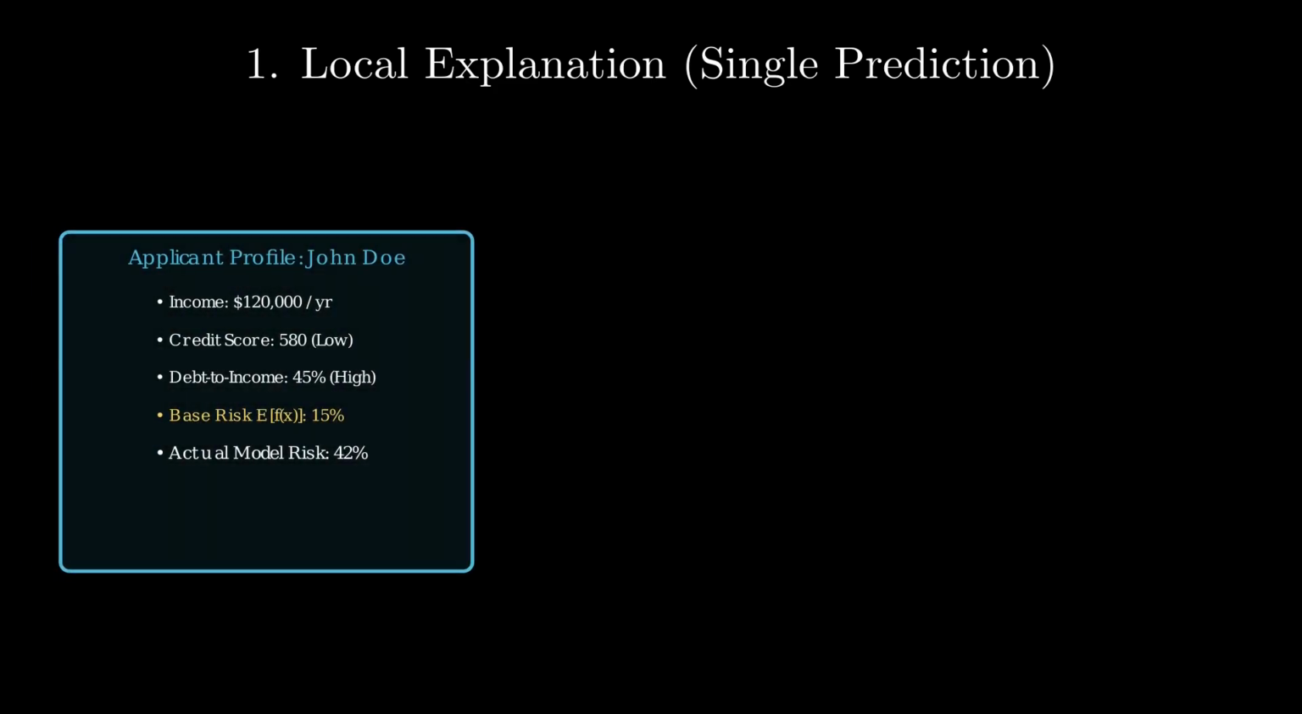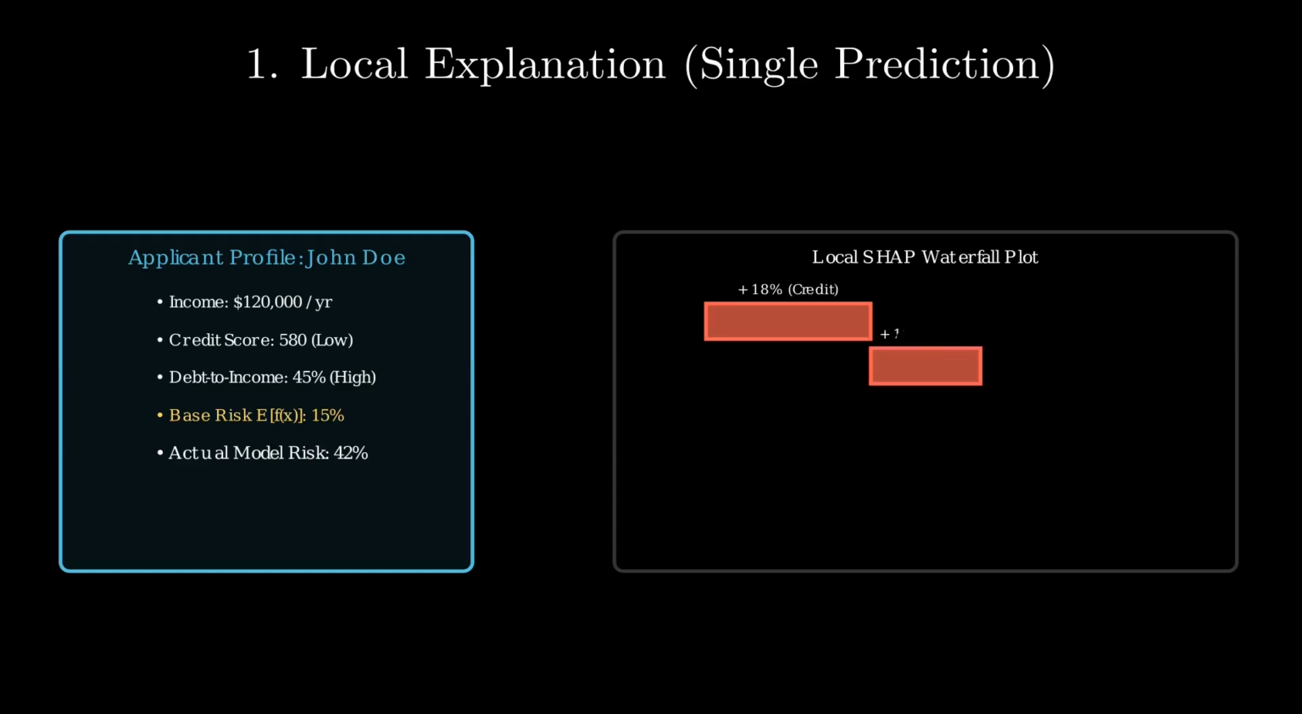Let's view the local scale with a specific applicant, John Doe. The model predicts his default risk is 42%. A local explanation answers, how did we shift from our baseline expected value of 15% up to this final 42% decision? The local SHAP explanation breaks this variance down.